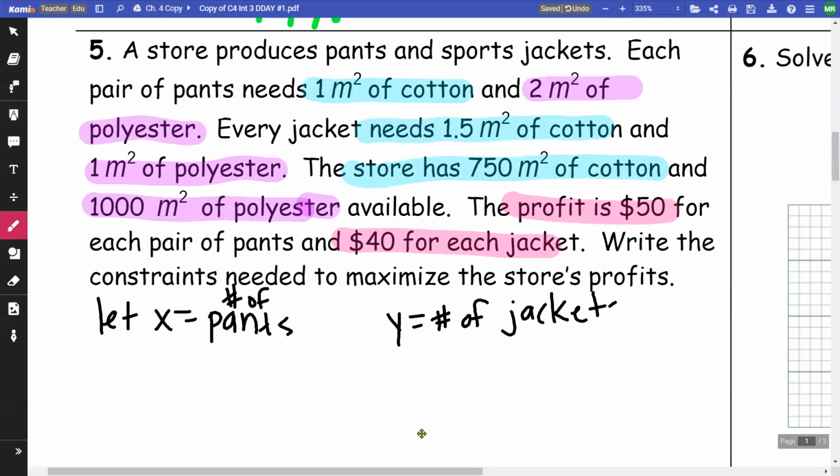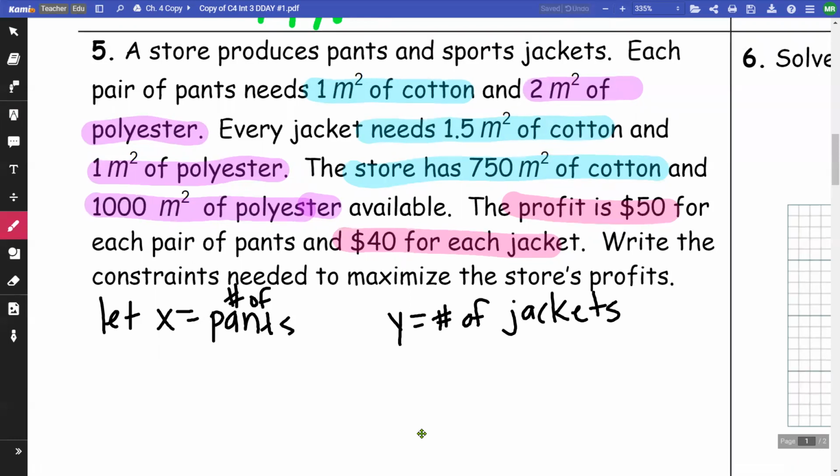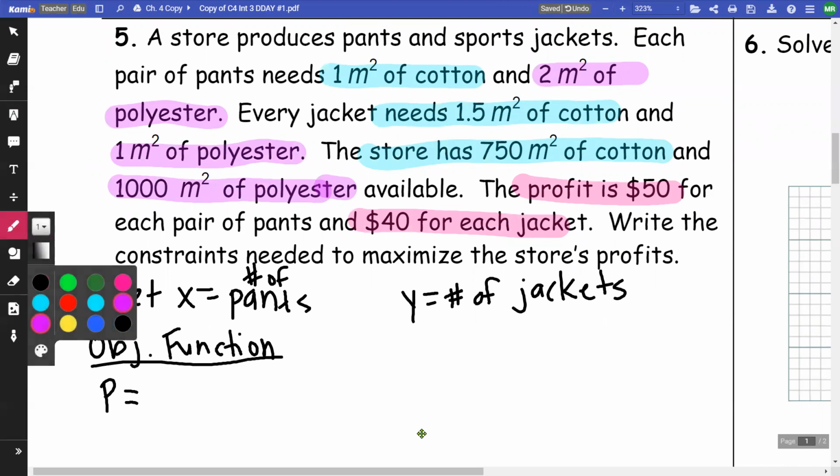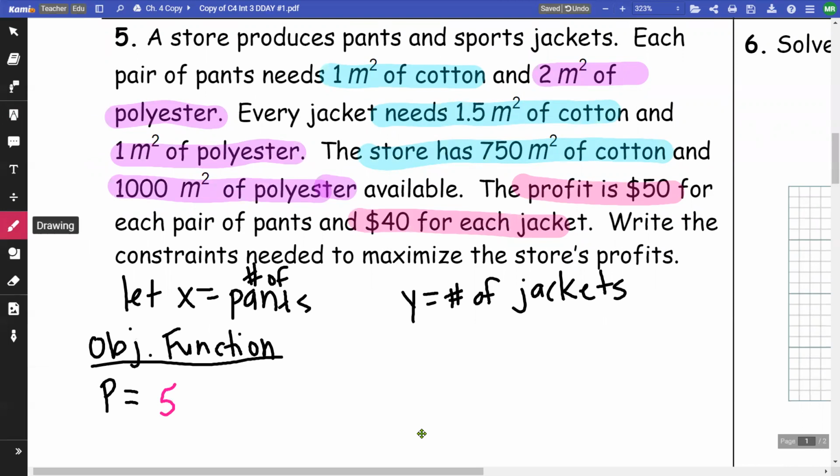And they want constraints, but I am going to also write an objective function just so you guys see that. So my objective function is what I'm trying to maximize or minimize in this case, which is profit. So my objective function is going to be profit equal $50 for the pants, which are X, plus $40 for the jacket, so 40Y. So that is my objective function.